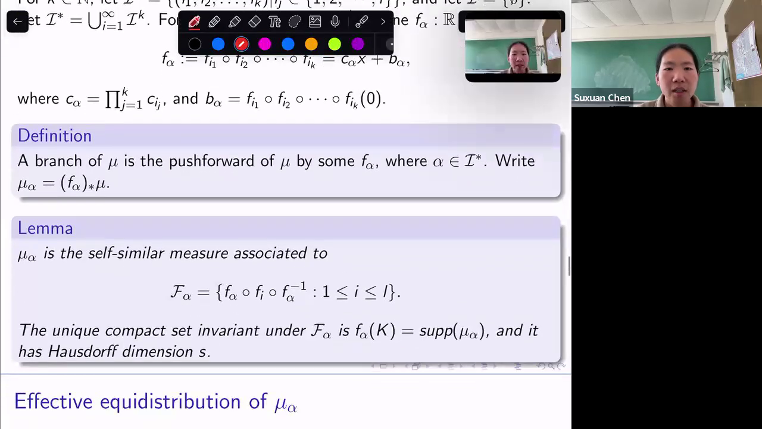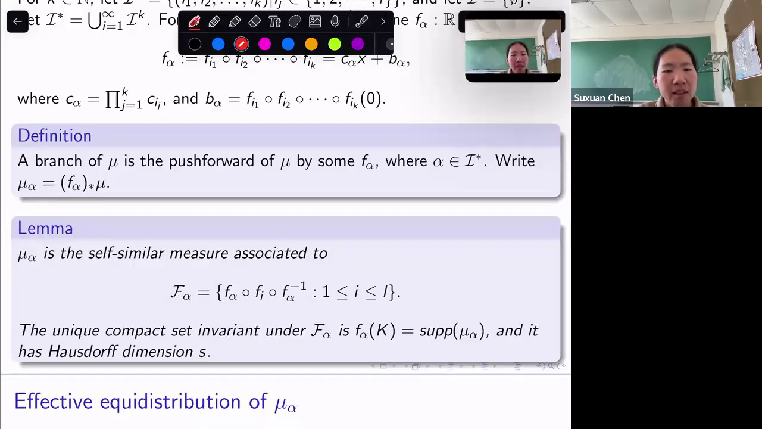And we say a branch of mu is a push forward of mu by some F_alpha, with alpha inside I_star. And we write mu_alpha in the form, the push forward of mu by F_alpha.